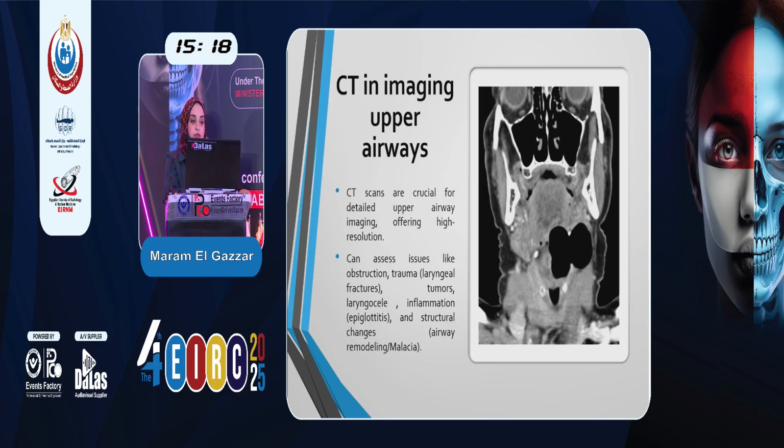CT is also helpful in imaging the upper airways. CT scans are crucial for detailed upper airway imaging, offering high resolution. It can assess issues like obstruction, trauma like laryngeal fracture, tumors, laryngeal inflammation, epiglottitis, and structural changes with airway modeling. It is a coronal reformatted image of the CT scan of the neck showing internal and external laryngoceles.